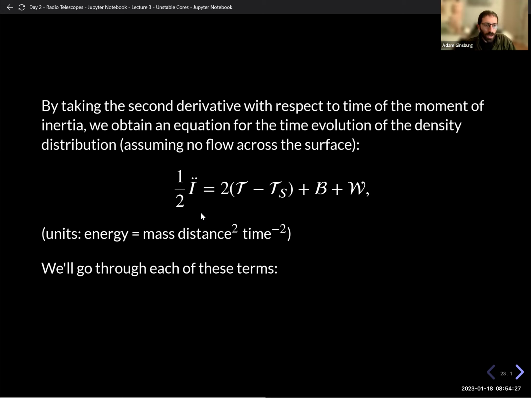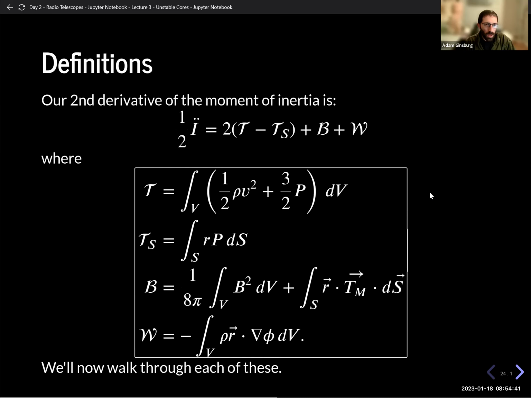When we take that second derivative, we write it with respect to time as a double dot. The second derivative of the moment of inertia looks like this, and I'm going to then define what all these terms are. Here they all are on the screen. I'm going to talk through these slide by slide, but this is your reference slide to come back to if you want to see how all of these terms are defined in one place.